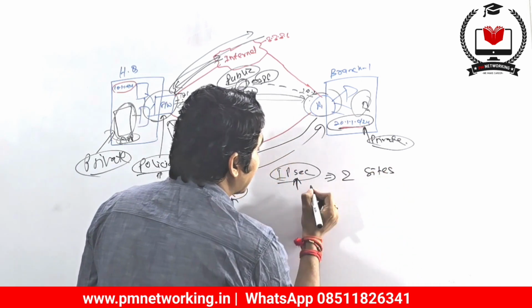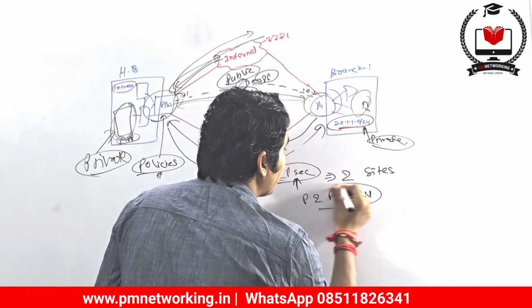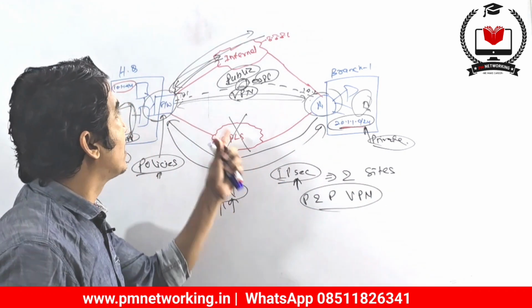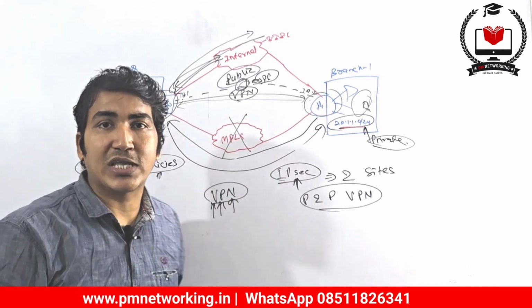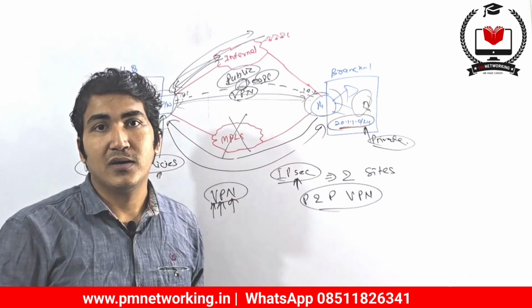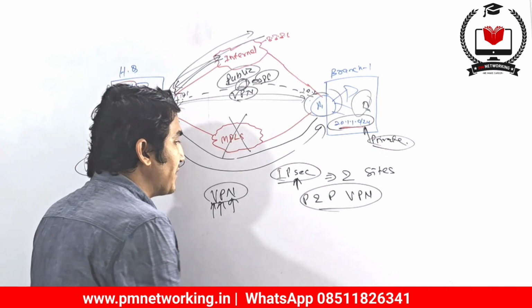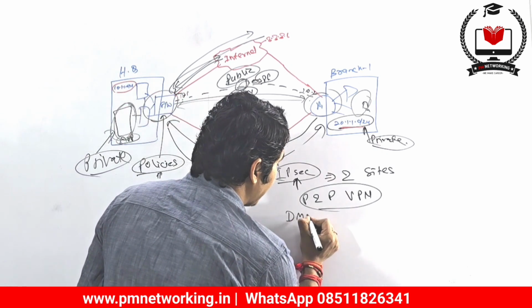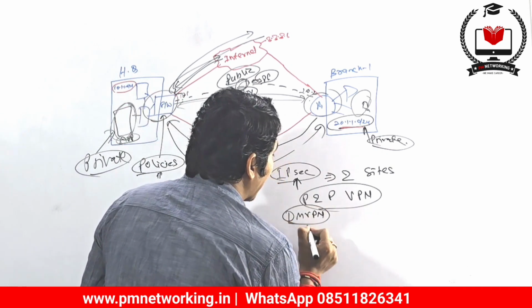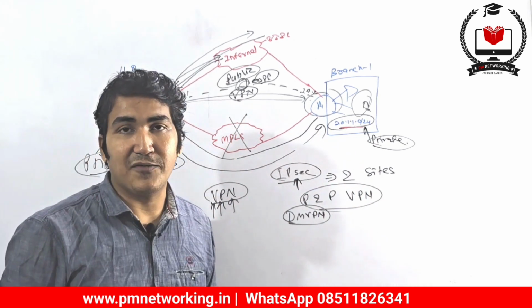So actually IPsec is for point-to-point VPN. Like in this scenario, I am connecting two sites, so here I can configure IPsec to secure the virtual network. What if we have multiple branch offices? So guys, we have a different type of VPN, that is DMVPN. I can use DMVPN, and again with the help of IPsec, we can secure that DMVPN.